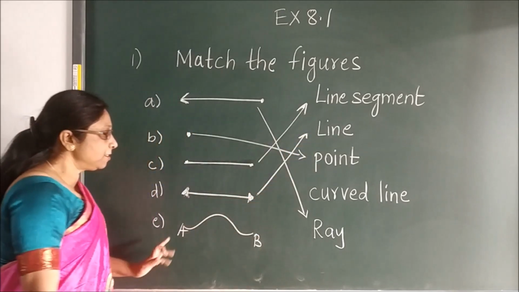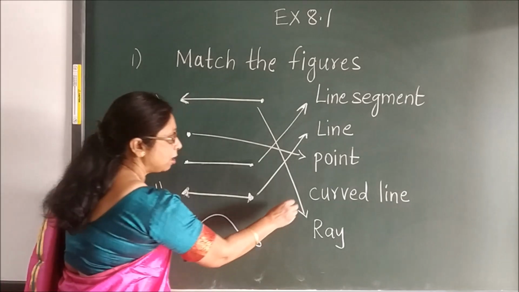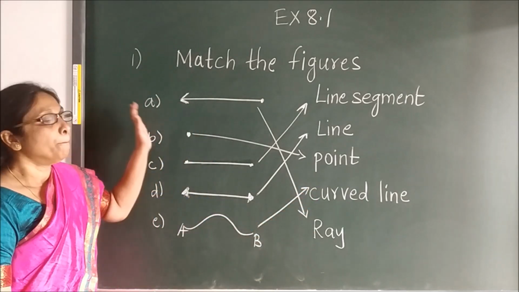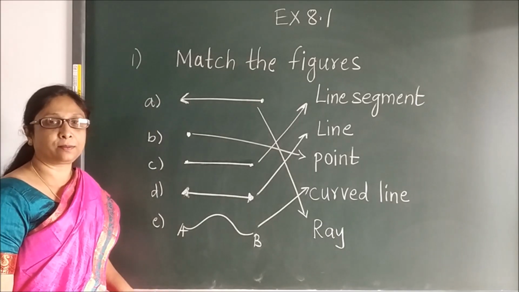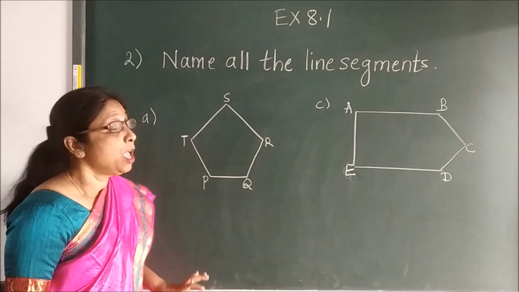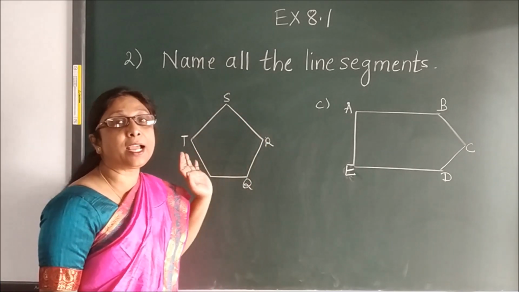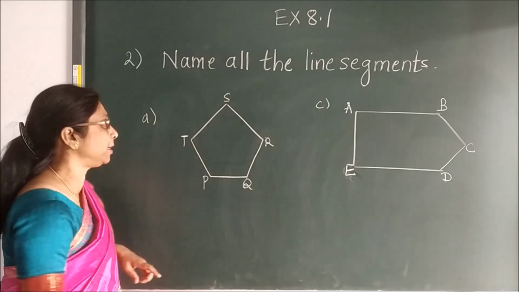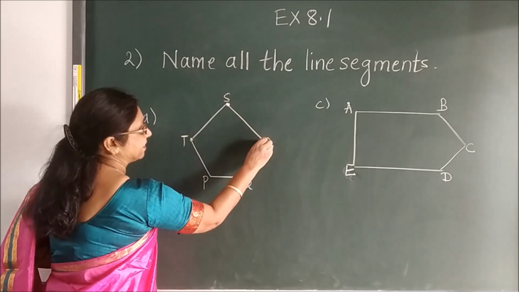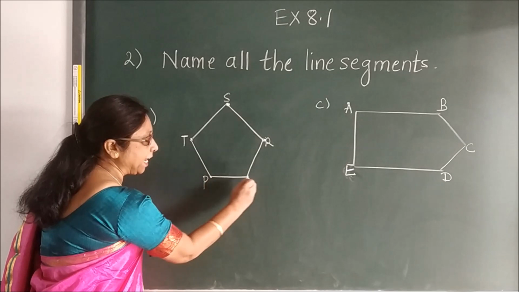Then in this you can see the figure. It is a curved line. So in this way you can match the figures. Now here in the second question, name all the line segments. For this, you must know what the figure of a line segment is. A line segment figure is two dots. Clear? So any two dots you can take. Now see here PQ.